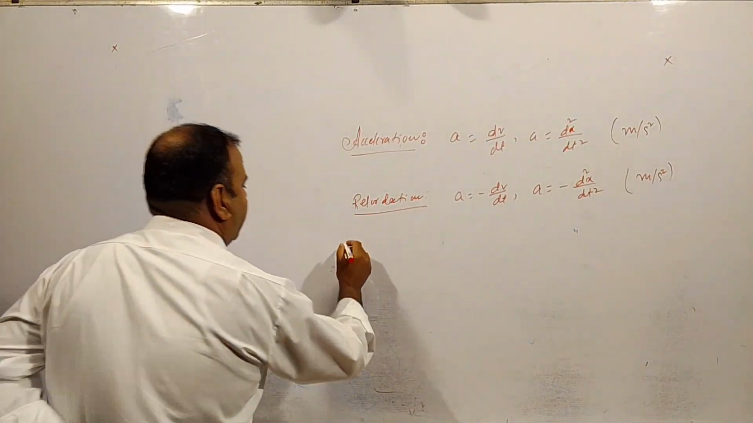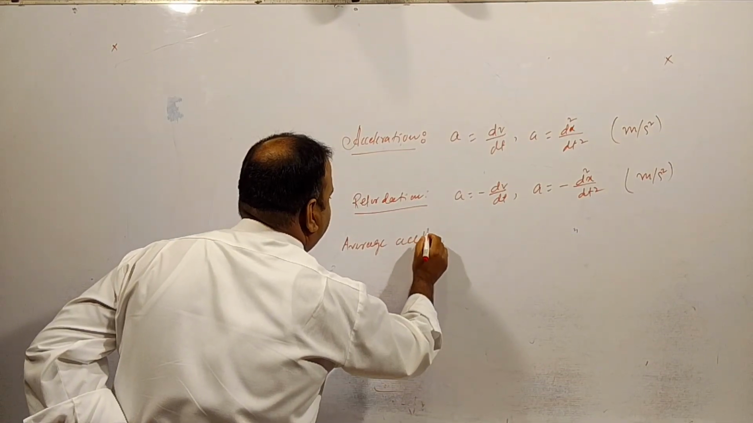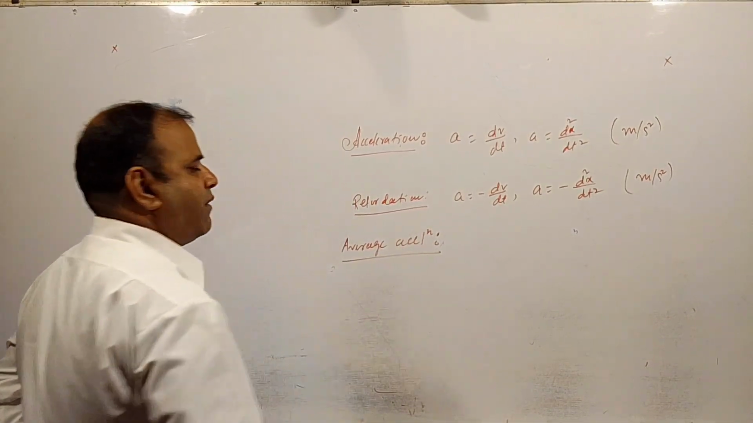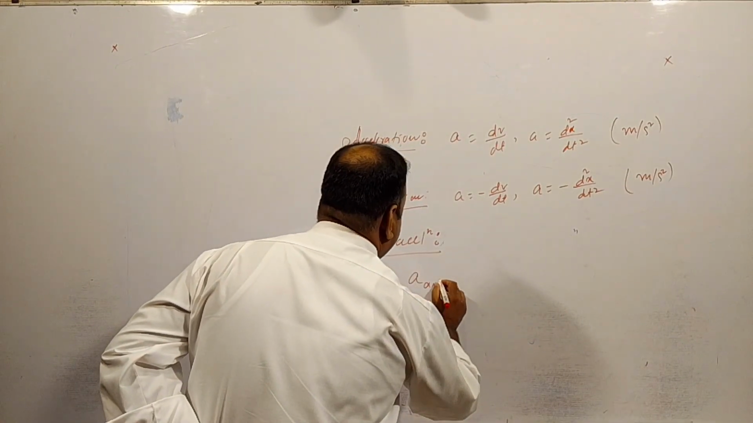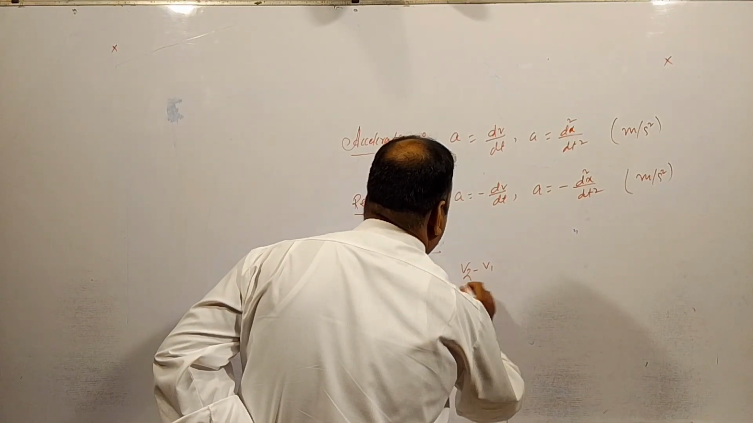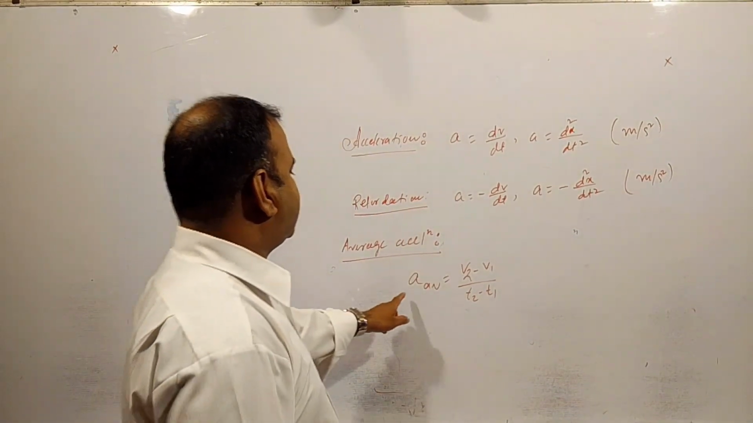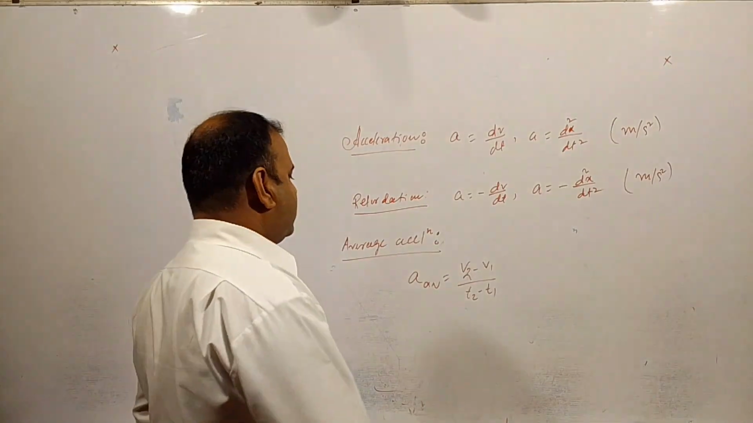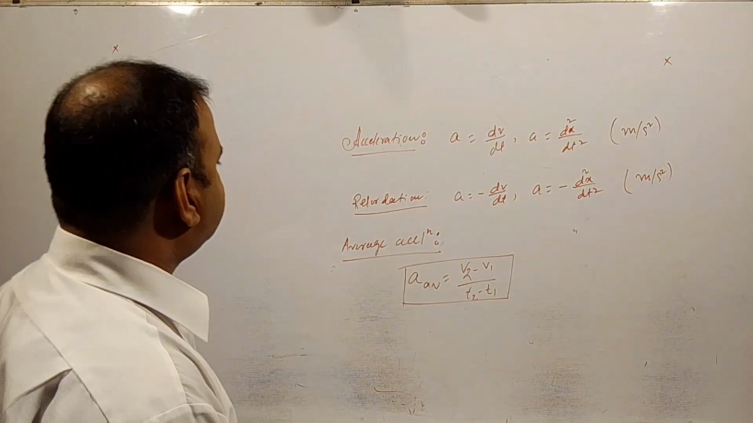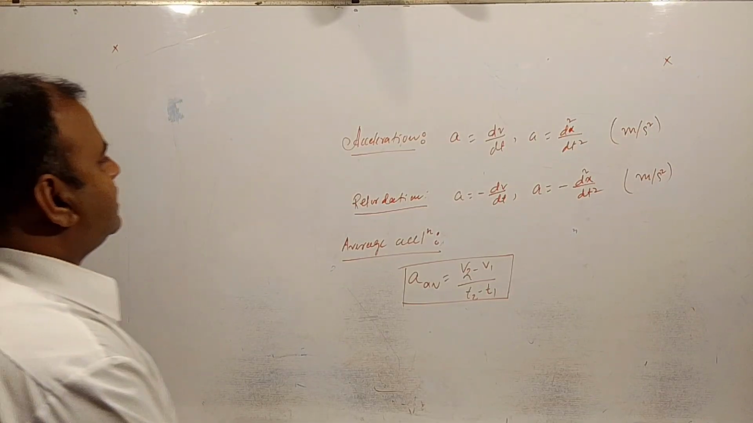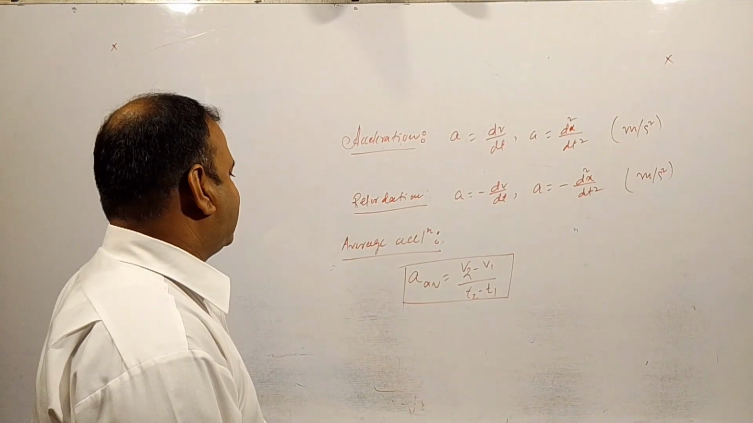Now average acceleration. What is the meaning of average acceleration? Average acceleration means, you remember, A average is equal to V2 minus V1 divided by T2 minus T1. So average acceleration is equal to V2 minus V1 divided by T2 minus T1. This is the average acceleration. So this is the idea of the mathematical formulas of velocity, displacement, acceleration.